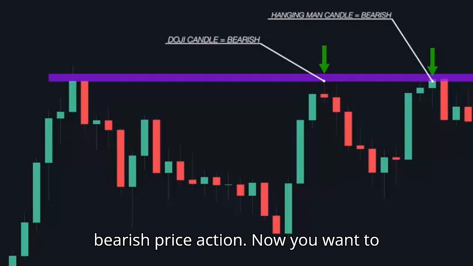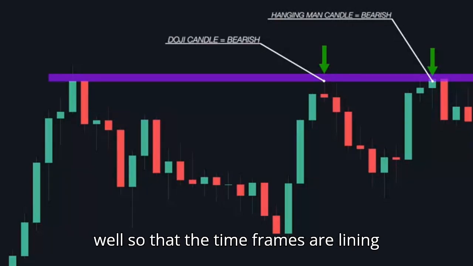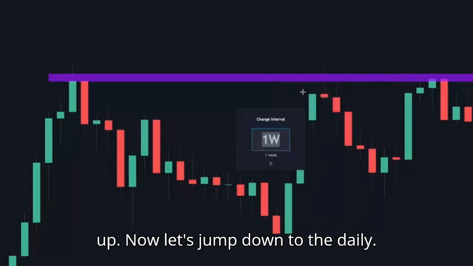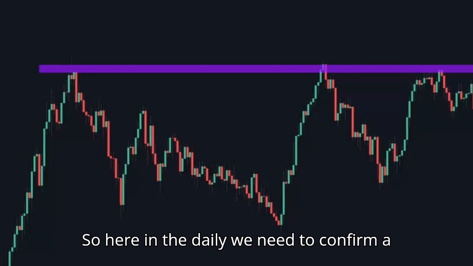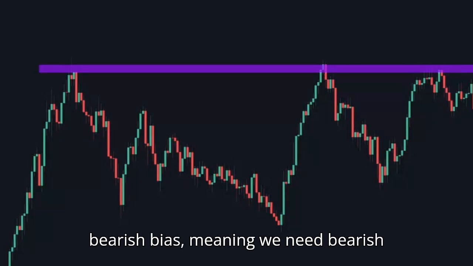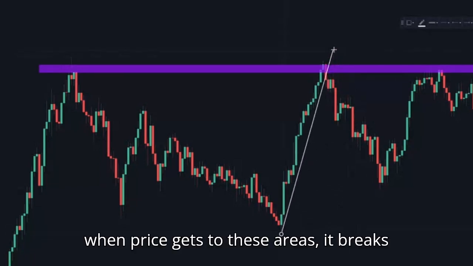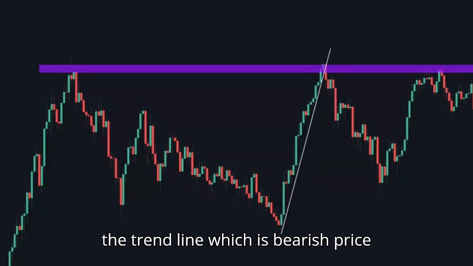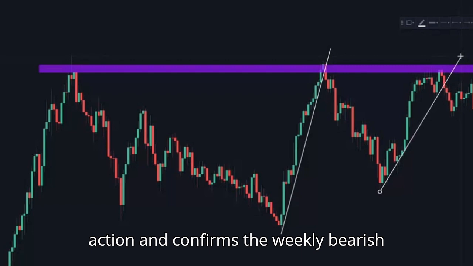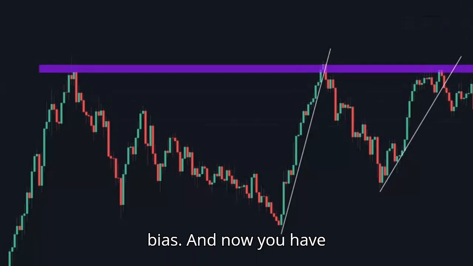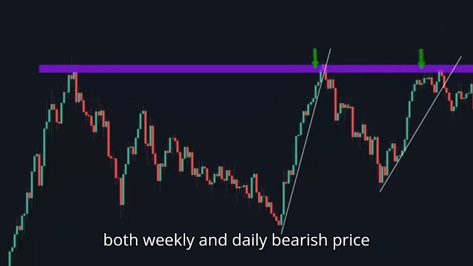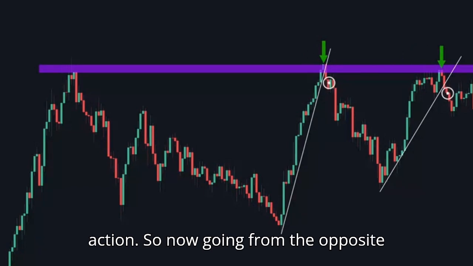Now, you want to see bearish price action on the daily as well, so that the time frames are lining up. Now let's jump down to the daily. So here in the daily, we need to confirm a bearish bias, meaning we need bearish price action again. Now notice how when price gets to these areas, it breaks the trend line, which is bearish price action, and confirms the weekly bearish bias. And now you have both weekly and daily bearish price action.